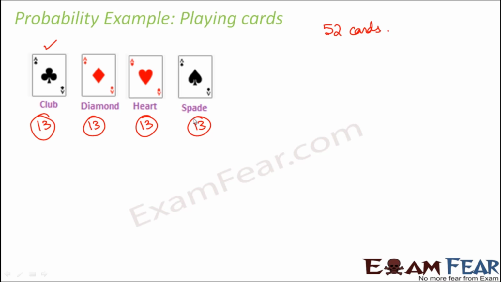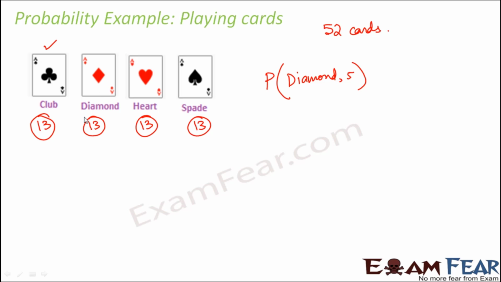And all of them would have a king, all of them would have a queen, all of them would have a jack, all of them would have an ace, and so on. So that's how the cards look. So basically you have total 52 cards. You have 4 types of cards, each type 13 cards. So now if I ask you what is the probability of getting a diamond 5? That means I want to know the probability of getting a diamond 5.